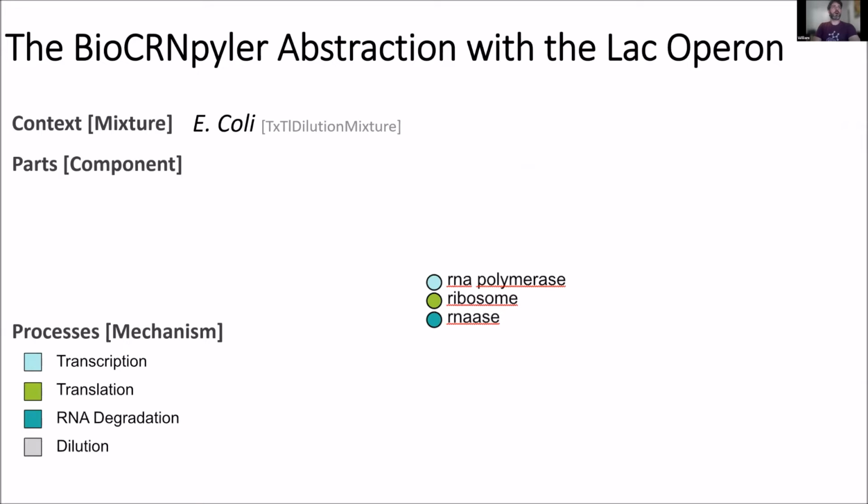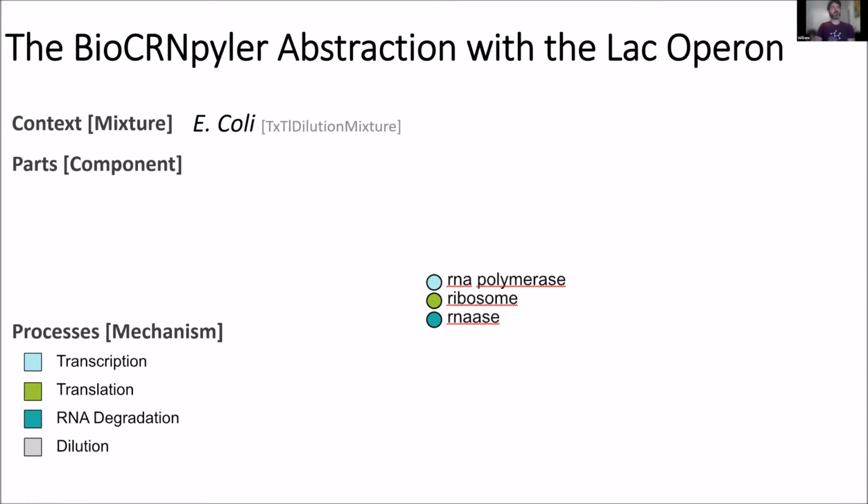And so we'll start. Our context is E. coli, which I'm showing in gray, the Biocompiler class used for this. This is called the TXTL dilution mixture, because it has transcription, translation, and dilution. And just because we know that we're in this context, we know there's transcription, translation, RNA degradation, dilution, and also some pre-built species like RNA polymerases, ribosomes, and RNases. So those are just sitting in the mixture waiting for us.